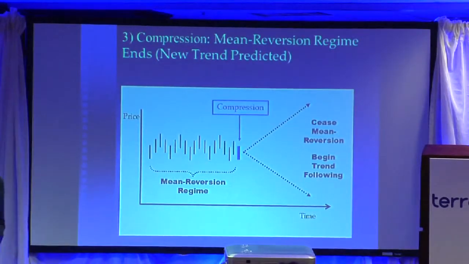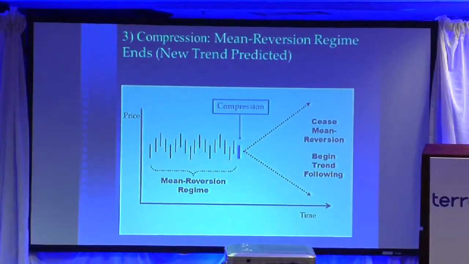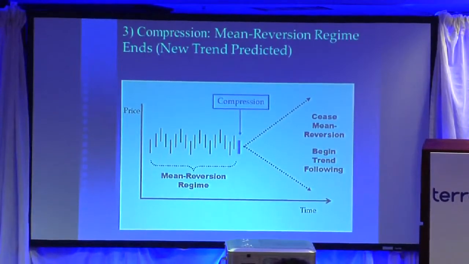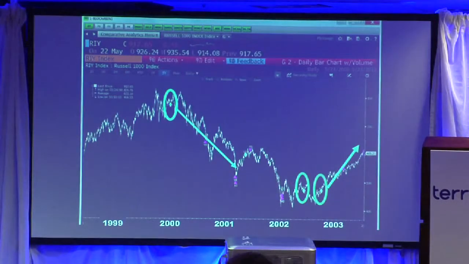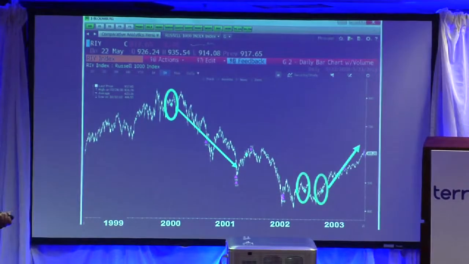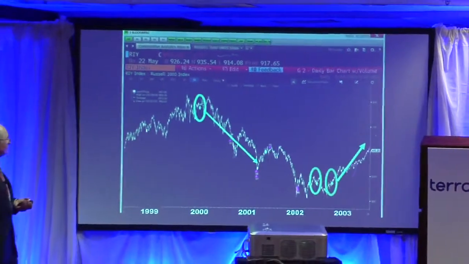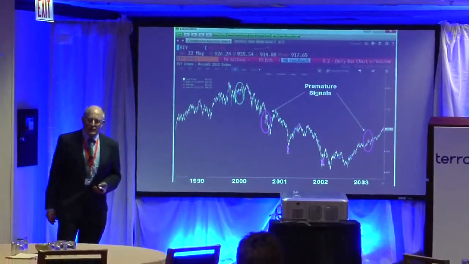And lastly is the compression signal, which comes at the end of a period of extreme mean reversion. And that means that a new trend is likely to emerge. Okay, but, and here are some examples of that. Obviously, not all of these signals work out.